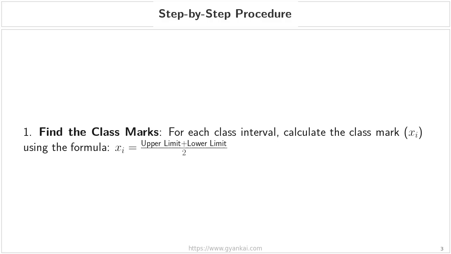First, you need to find the class marks. For every class interval provided in your data, you'll calculate the class mark, which we call x sub i. To do this, simply take the upper limit, add the lower limit, and divide the whole thing by 2. This gives you the exact midpoint of each interval.